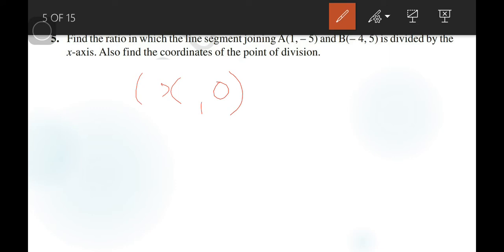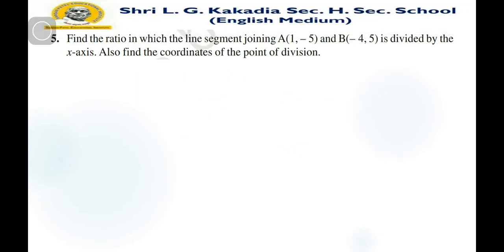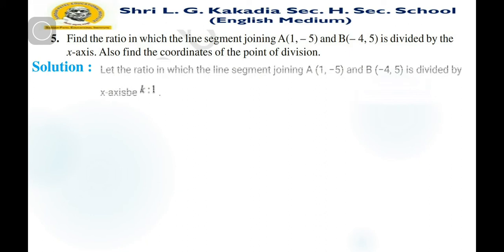We can find the ratio in two ways. We can take m1 is to m2, or we can find the ratio by taking k is to 1. We use k is to 1. Solution: let the ratio in which the line segment joining A (1, minus 5) and B (minus 4, 5) is divided by the x-axis be k is to 1. We take the ratio k is to 1.